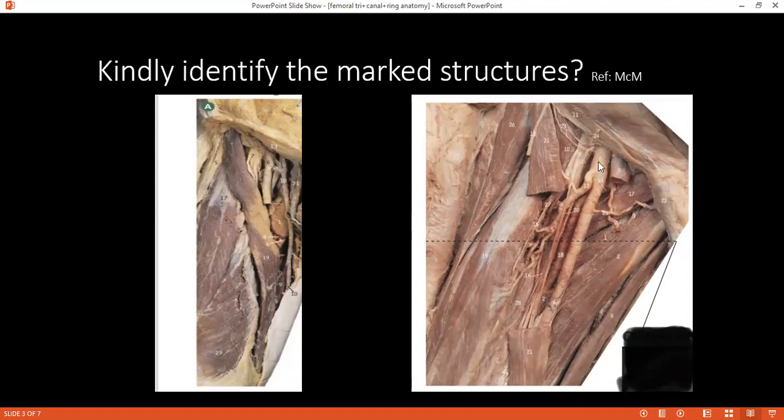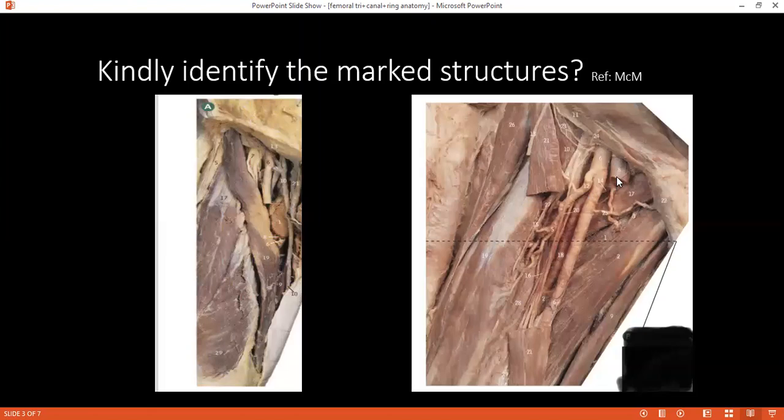It says 6 here, and then 14, 12, and then 14. Vein, artery. So femoral artery. Okay, can you identify this 17 over here? Pectineus muscle. I'm asking because you have to think if you're going from medial to lateral or lateral to medial. Then what is this 8?